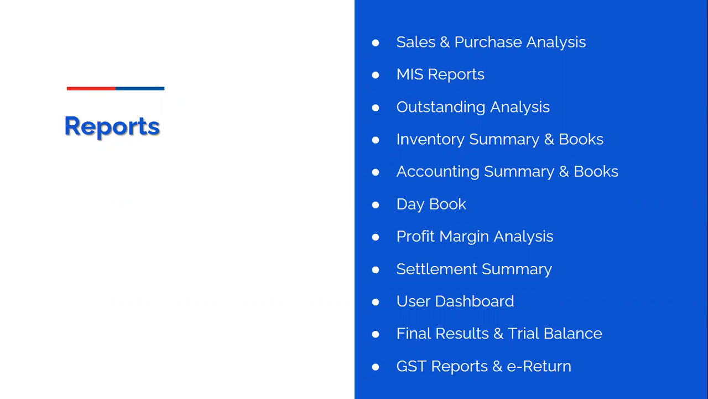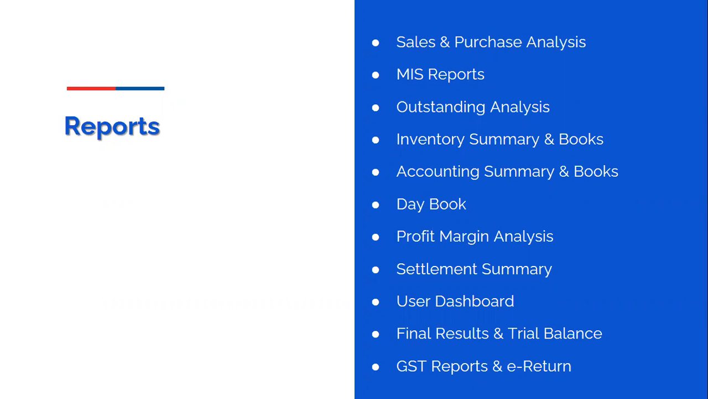Day book report: you will get all information about your day and sale, all kinds of transactions that have been posted in the software. With a consolidated report, you can get the consolidated transaction data in the day book. Profit margin analysis: easily you can get the information about your profit. Settlement summary report: the owner will require this report at the end of the day.